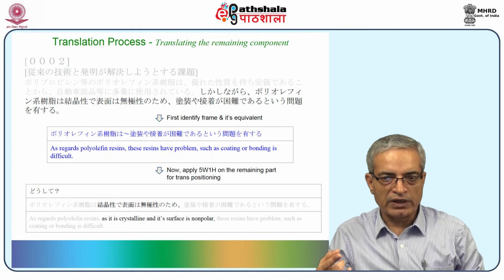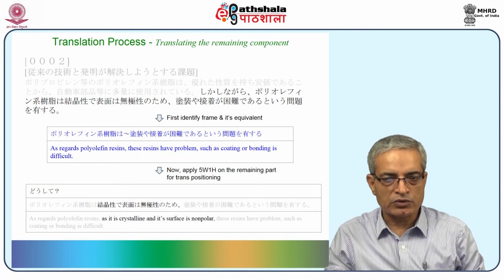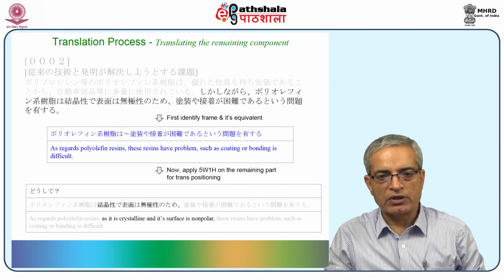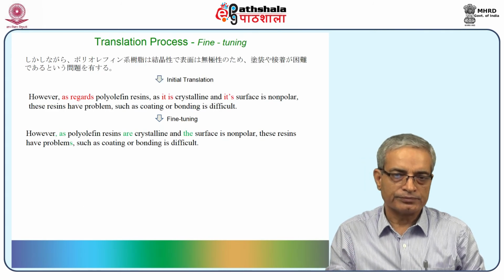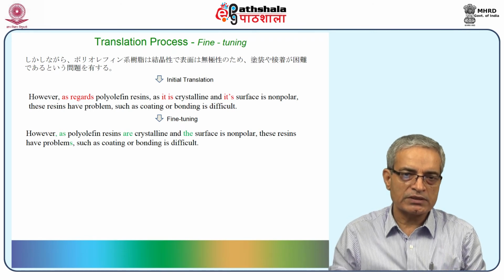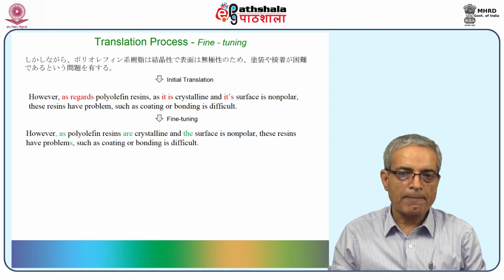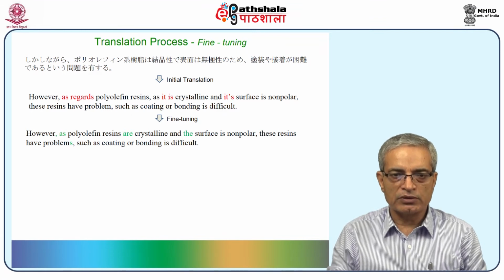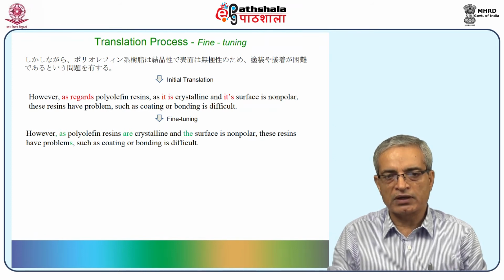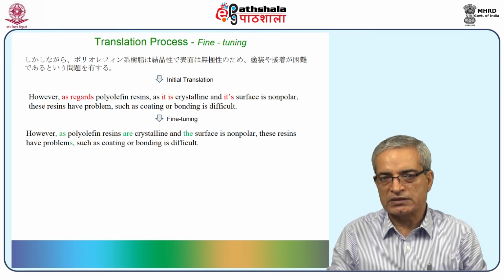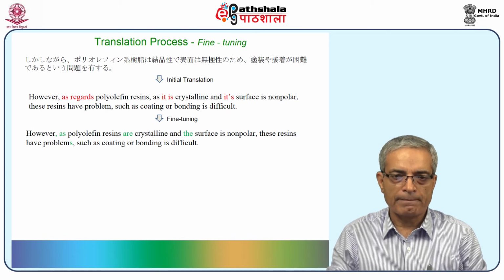Now let's apply 5W1H on the remaining part for transpositioning. Yes, question please. Doshte kesho se de human va mukhyo kse no tame, as it is crystalline and its surface is non-polar. So the initial translation comes as however, as regards polyolefin resins, as it is crystalline and its surface is non-polar, these resins have problems such as coating or bonding is difficult. And the fine-tuned one comes as, however, as polyolefin resins are crystalline and the surface is non-polar, these resins have problems such as coating or bonding is difficult.